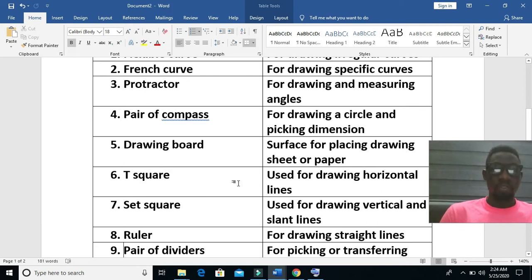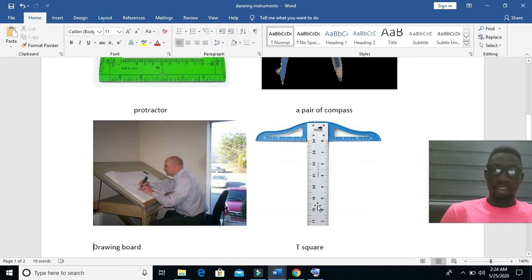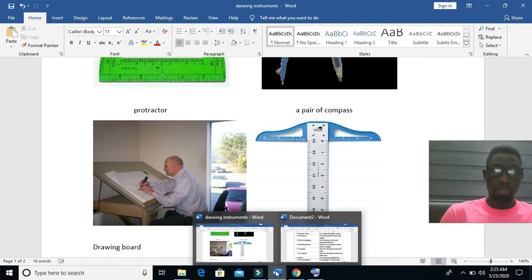T-square is used for drawing horizontal lines. But now I'm very sure we're able to differentiate between vertical and horizontal line. The horizontal line is the one that is lying, not standing. So T-square is basically used for drawing horizontal lines. I mean, it has a T shape, so that's how it got its name. You can see it here. It has a shape of letter T, and is used in drawing as an instrument, and basically used for drawing horizontal lines.